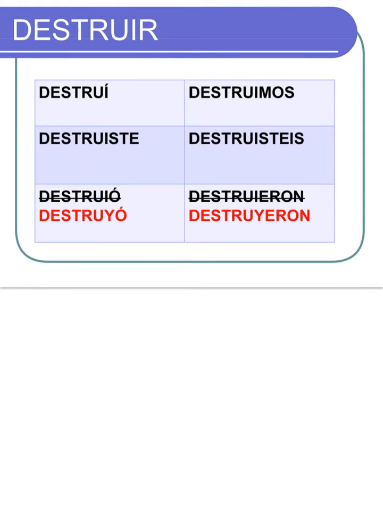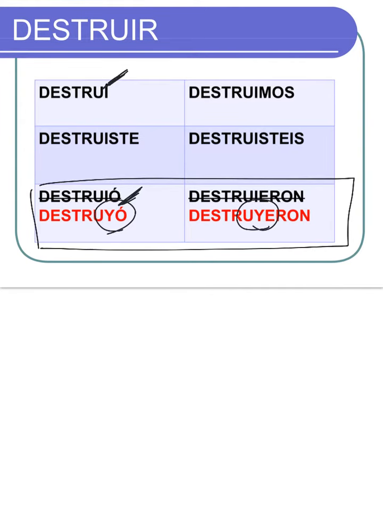Destruir. Remember, an accent mark on the yo form, accent mark on the él form. Ooh, a Y. A Y. All on the bottom ballet slipper.